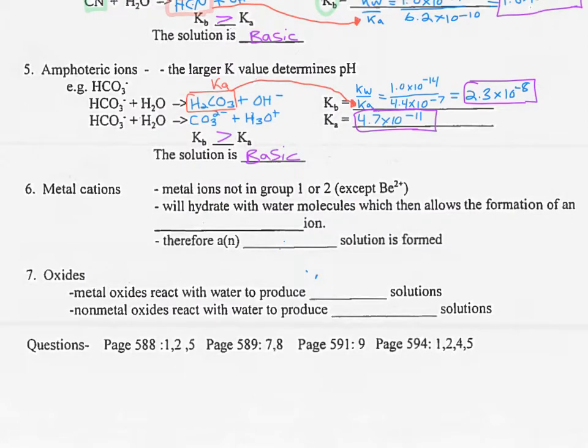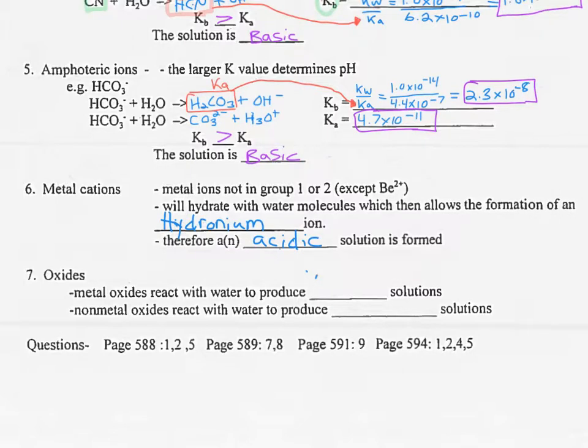So our next two examples are a little bit more straightforward. The first one, we're looking at metal cations. If you have a metal ion that is not in group 1 or group 2, with the exception of beryllium, it's going to hydrate with the water molecules, and then it results in the formation of a hydronium ion, and so therefore we result in an acidic solution being formed.